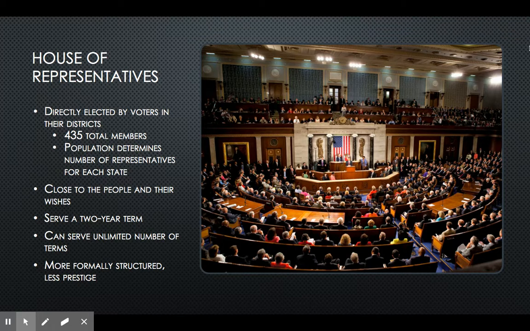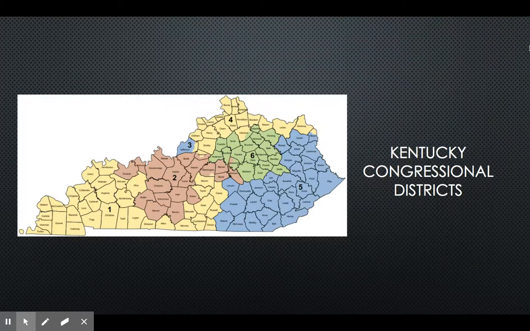Now, they can serve an unlimited number of terms. So when their 2-year term is up, they can run as many times as they want to. Now, it is more formally structured, and we'll talk about that as we get on into the unit. There are more rules in the House of Representatives. However, there's less prestige. And a lot of that goes back to the fact that there are 435 of them. You're serving shorter terms, okay? So there's just less prestige, less power that comes with the House of Representatives.